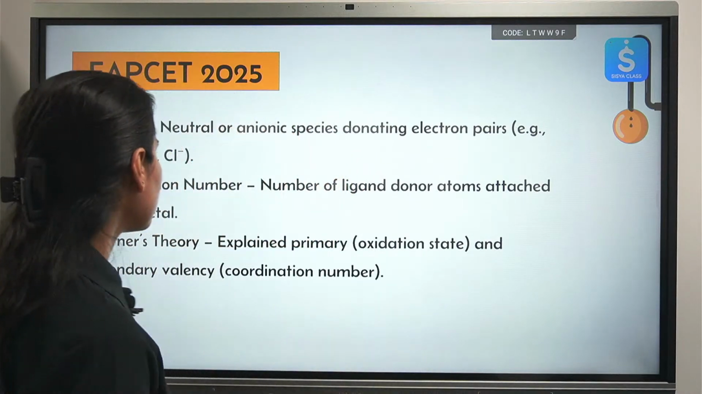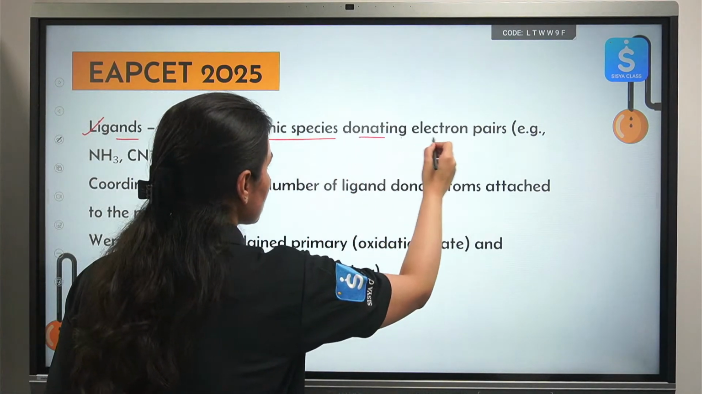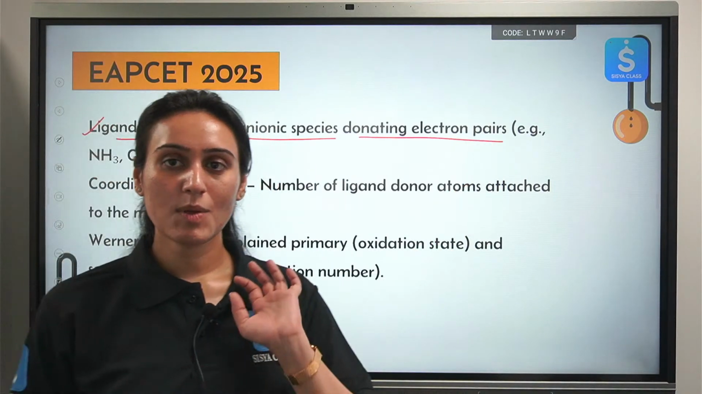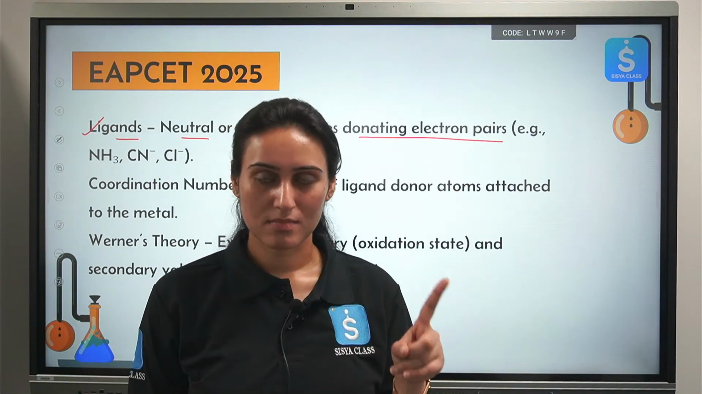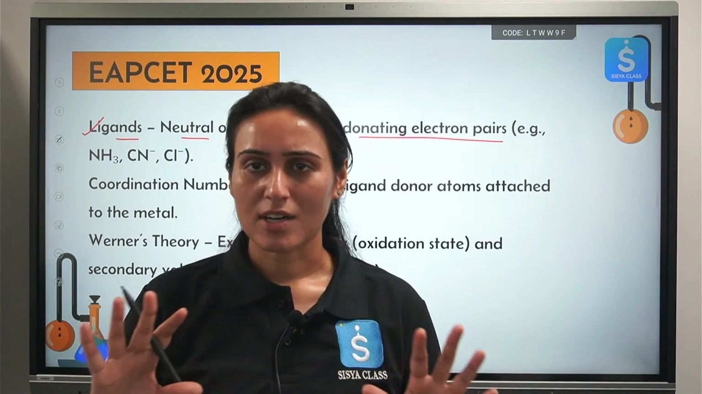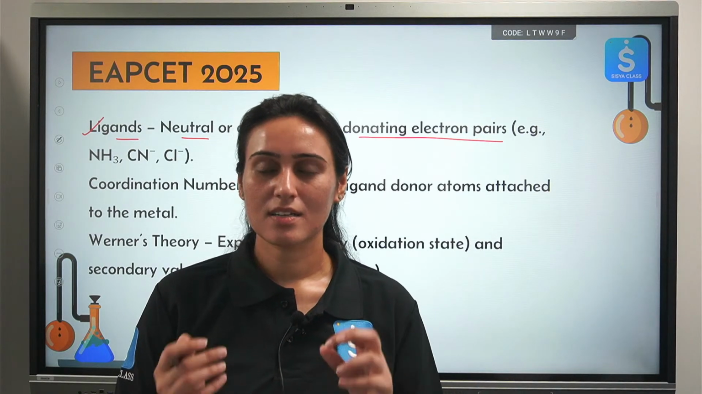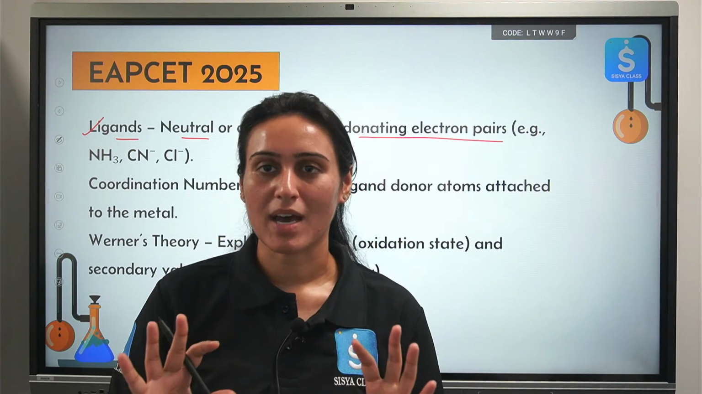So what do we mean by ligands? Ligands are neutral or anionic species which donate your electron pairs. Your ligands can be positively charged also. So you can have positively charged ligands also. Only 2 you have to remember, not many. One is nitronium ion, another one is your anilinium ammonium ion, nothing else.